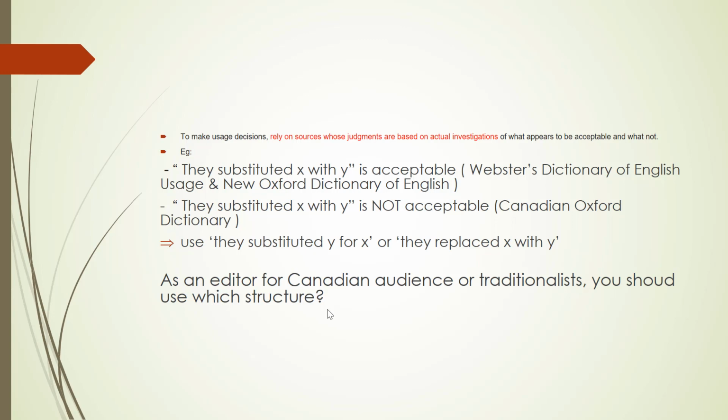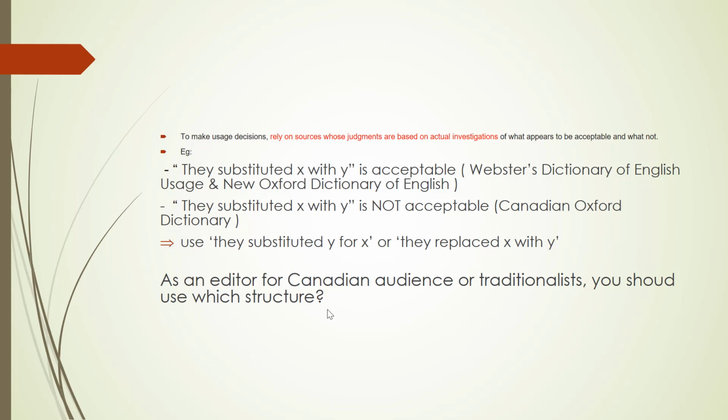And at other times, you have to rely on sources whose judgments are based on actual investigation of what appears to be acceptable and not. For example, this one is in the case of Canadian English. If you want to be editing a text for Canadians with the verb substitute, pay special attention to this slide. According to the Webster Dictionary of English and the Oxford Dictionary of English, it is totally acceptable to write they substitute X with Y.